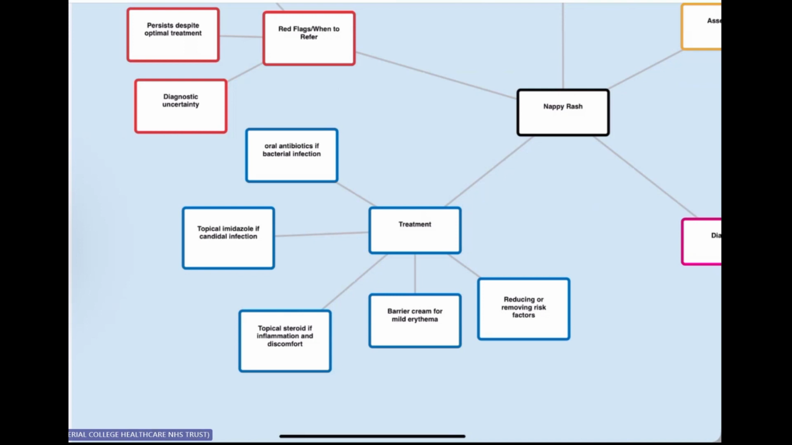Steroid cream in the form of 1% hydrocortisone for 7 days should be prescribed in addition to a barrier cream if the skin is inflamed or causing discomfort. Prescribe topical imidazole if candidal infection is suspected or confirmed on a swab. Barrier cream should be withheld until candidal infection resolves. For suspected or confirmed bacterial infection, prescribe oral antibiotics, typically flucloxacillin or clarithromycin if penicillin allergic.